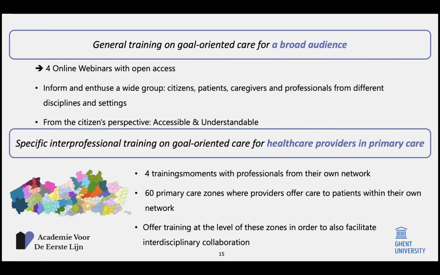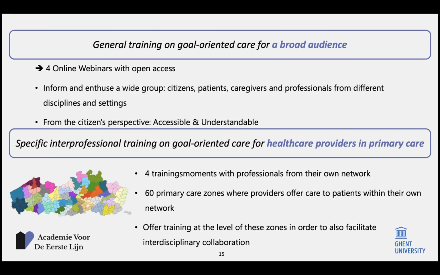So also with our specific training, besides learning about the concept of goal-oriented care, we strive to facilitate this interdisciplinary collaboration between care providers within their network. Because from the view of goal-oriented care, we believe that it is something that you cannot just do by yourself. Goal-oriented care is something that you do within a network with your colleagues, with the patients, with the caregivers, and so on.